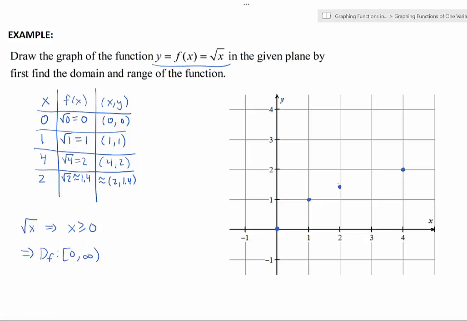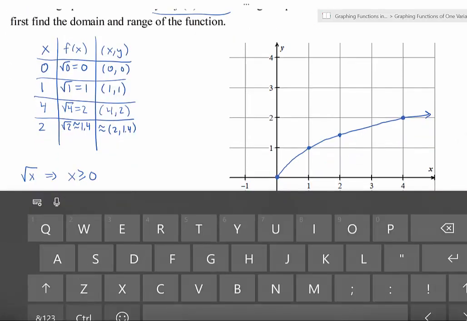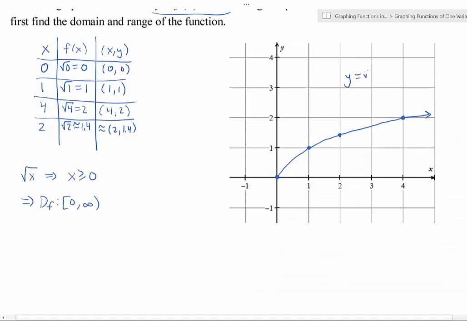Now, if you think about it, the bigger the values of the inputs that we plug in, the bigger the square root is going to get as well. Square root of 9 is 3, square root of 16 is 4, square root of 25 is 5, and so on and so on. So this function continues to get bigger in the output direction as our inputs get larger, but it's kind of a slow growing function, if you will. So you connect the dots here, you get a graph that looks something like so. This is the graph of the function y equals square root x.